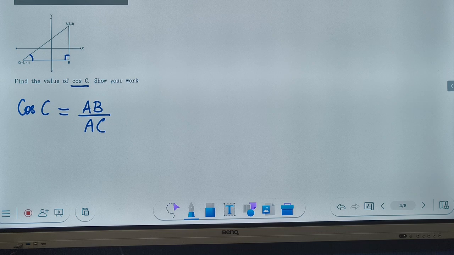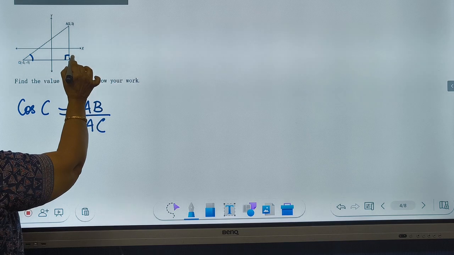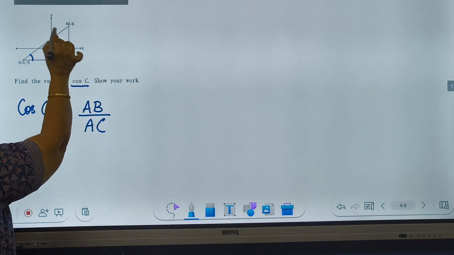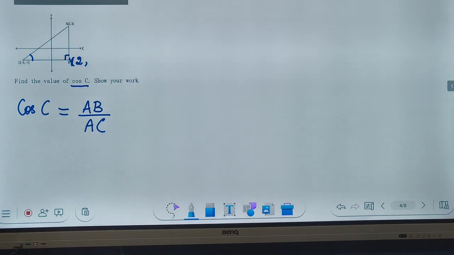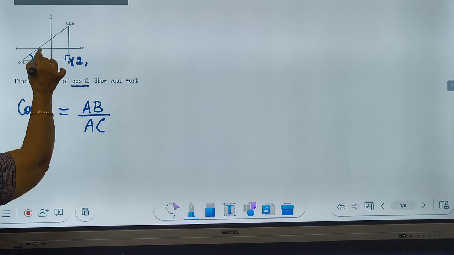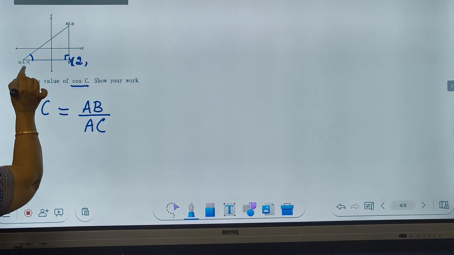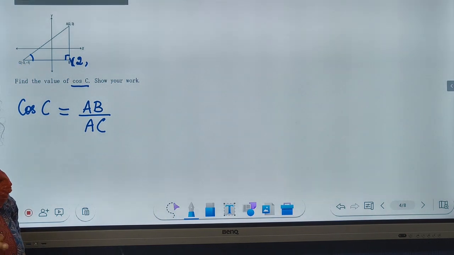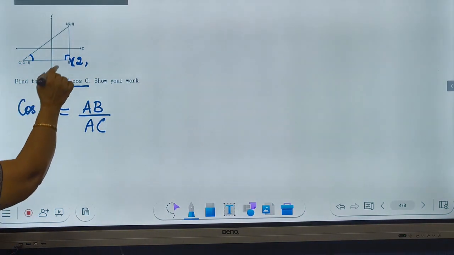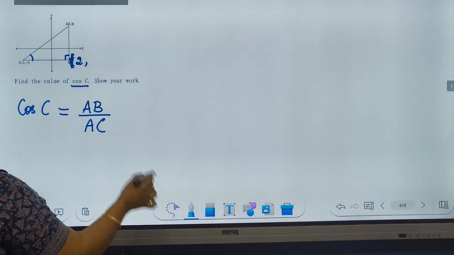To find AB, I need to know the coordinates of B. Since this is a right angle triangle, this is a perpendicular, the horizontal distance throughout will be the same. So this is 2. Now, what is this height? The height is here 1 unit. Look at the y coordinate here, -1. The y coordinate gives the height. The x coordinate gives the horizontal distance. So here the x coordinate is 2.